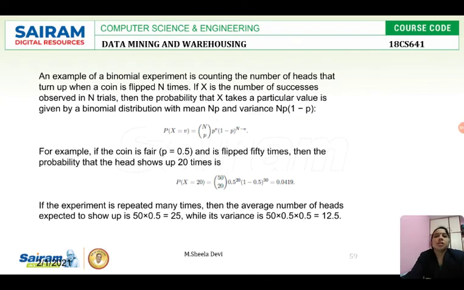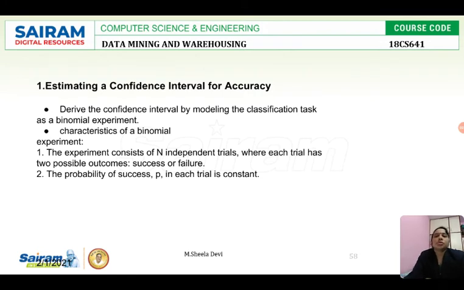Yes, we'll move on. There are three methods to compare the classifiers. The first one is estimating a confidence interval for accuracy. To calculate this confidence interval, first derive it by modeling the classification task as a binomial experiment. Now we have to go with the binomial experimentation. The characteristics of a binomial experiment are that the experiment consists of n independent trials where each trial has two possible outcomes, success or failure.